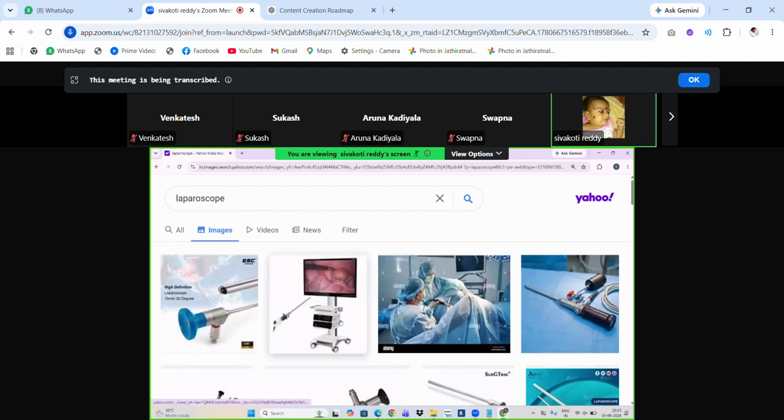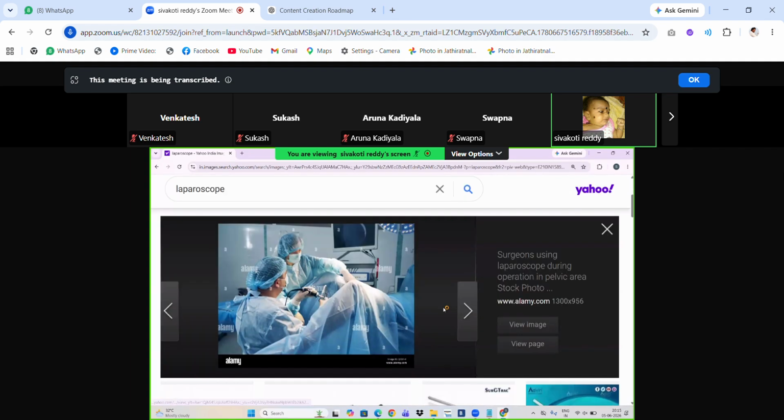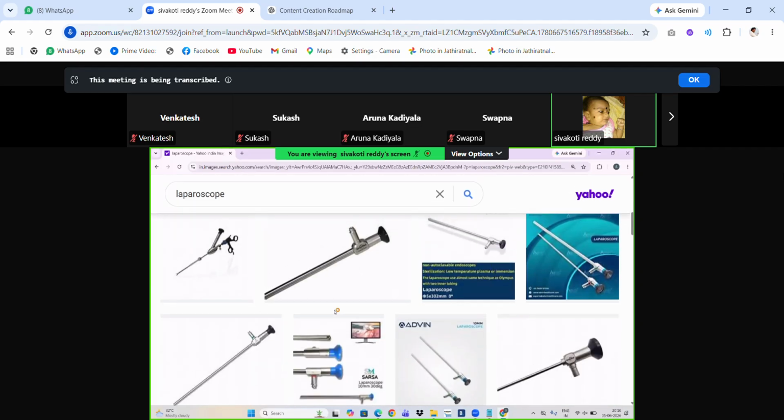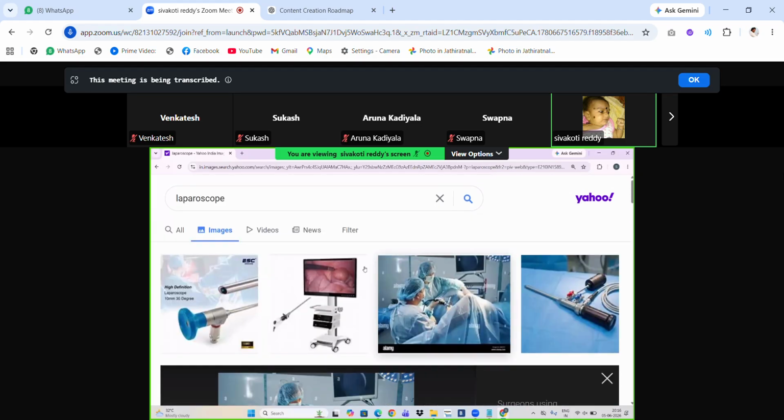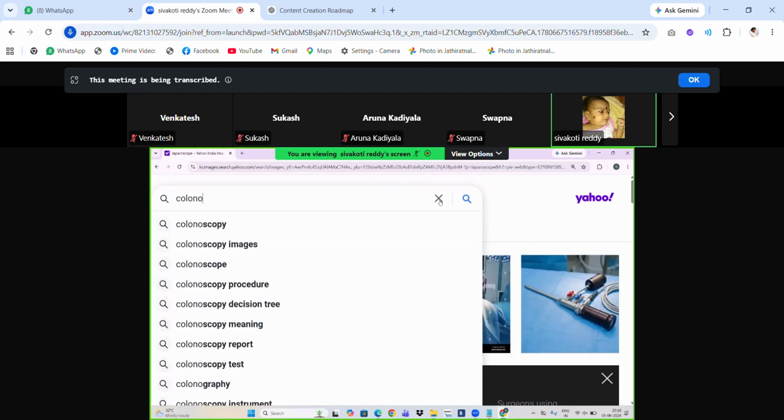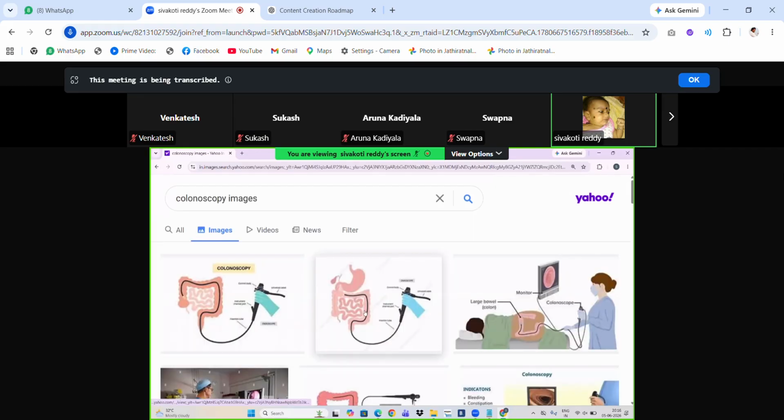Like this, this is the instrument they insert in the body directly. This is the scope. They puncture and insert. Suppose colonoscopy means they insert directly in the rectum. This is directly inserted through the rectum, natural route. Here they do not puncture any body part, or create any hole.